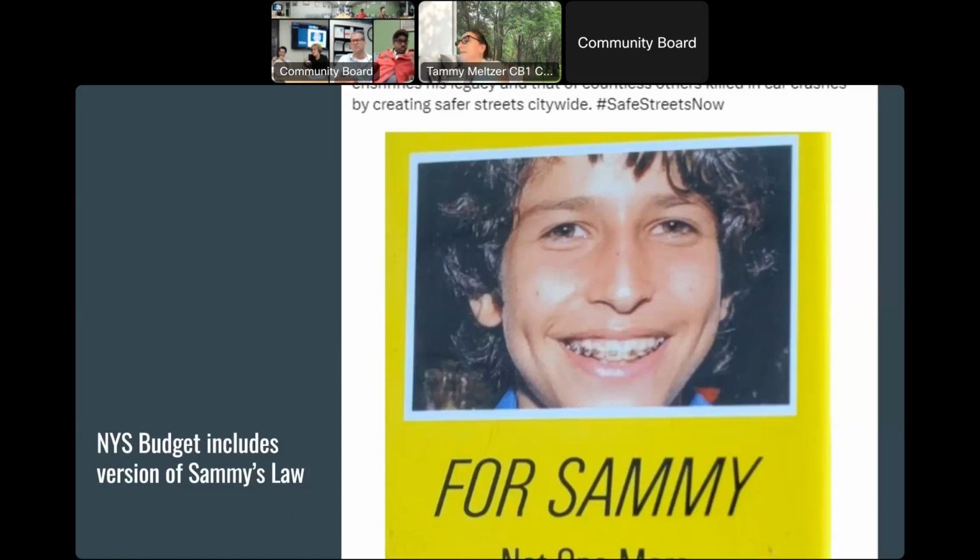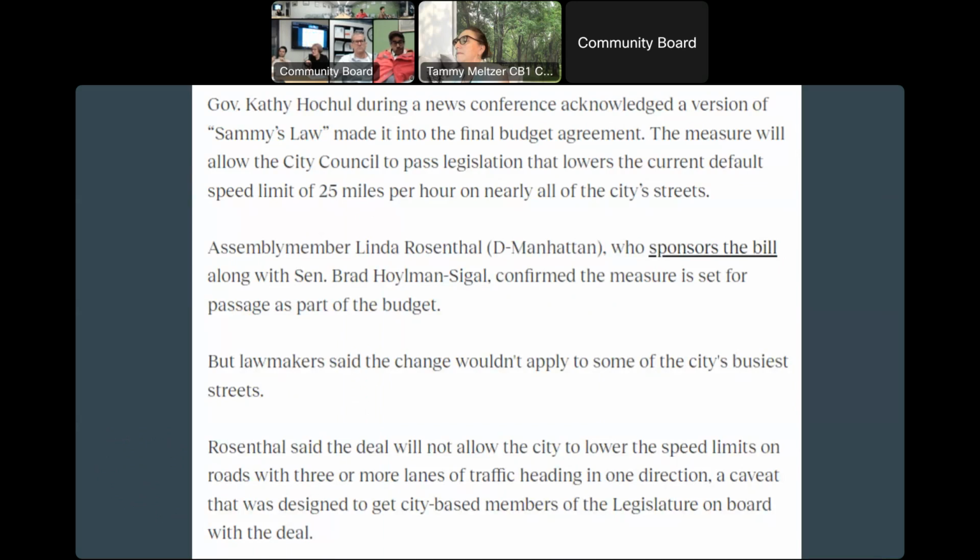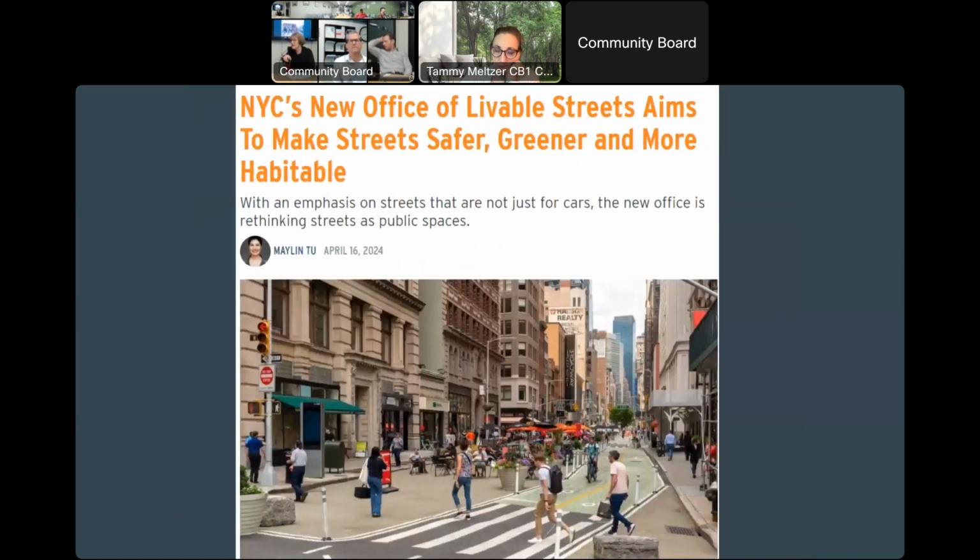For Sammy's Law, we did get a version of Sammy's Law in the state budget this year. So now the city DOT could lower the speed limit. That doesn't mean they have to, and it doesn't mean on all streets. It's just the authority that they could do it. So we don't know what's going to happen.